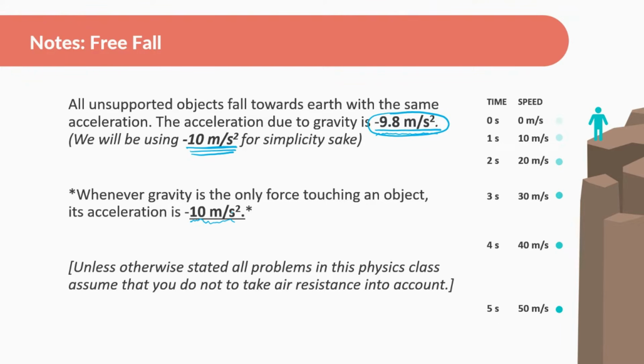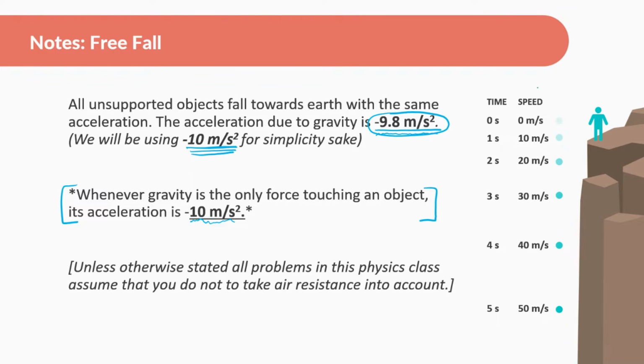Again, this is a key piece of information. Whenever gravity is the only force touching an object, its acceleration is negative 10 meters per second squared, and I guess if we're on Earth. If there's ever a question asking what is the acceleration of the object at this point, I want you to ask, is gravity the only thing touching it? If the answer is yes, and we are on Earth, or we're assuming we're on Earth, you should put negative 10 meters per second squared as the acceleration. Unless otherwise stated, all problems in physics class assume that you do not take air resistance into account.